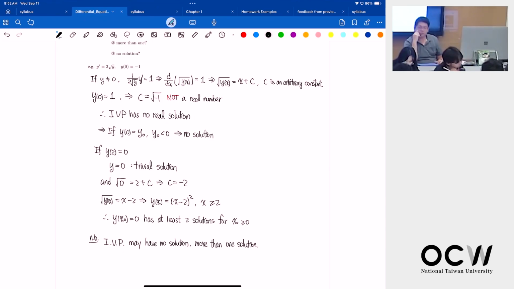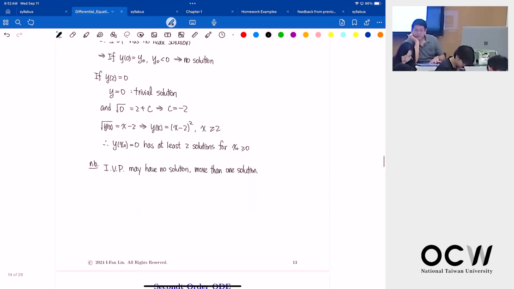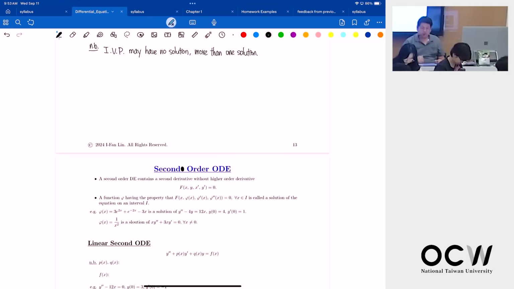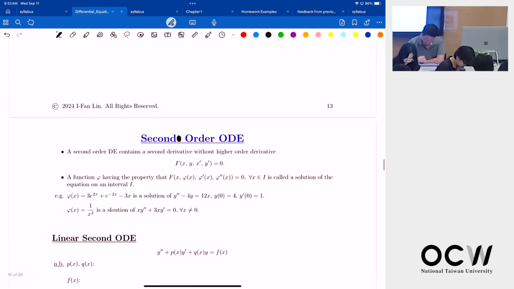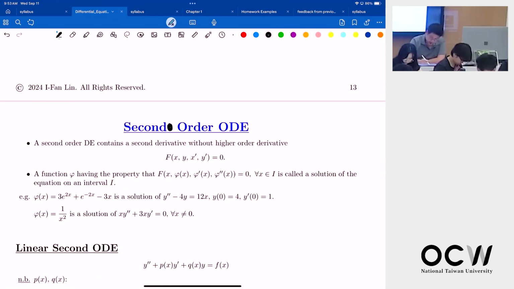And we're going to talk about the second order differential equation. Okay, then what is the second order differential equation? Second, that means I have second derivative and only second derivative. We don't have more higher order derivatives. Okay, so here this equals 0. The function including x, y, x prime, y prime, that's 0.